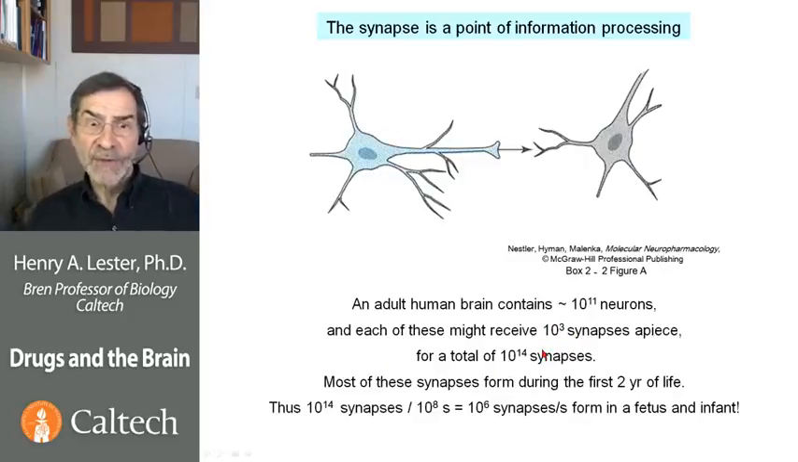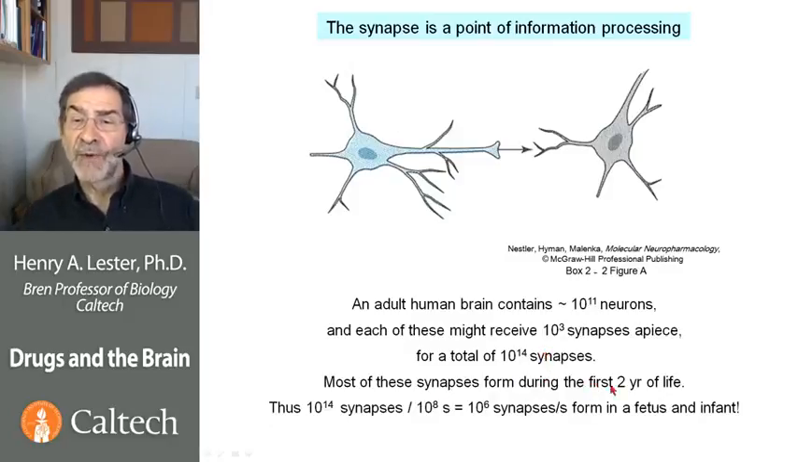to the 14th synapses. Now, most of these synapses actually form during the first 2 years of life, during gestation and during an infant's first year. And so we can divide 10 to the 14th synapses by 10 to the 8th seconds in those 2 years, and we come to the conclusion that a fetus or an infant is making roughly 1 million synapses per second. No wonder they are so tired and need so much help.